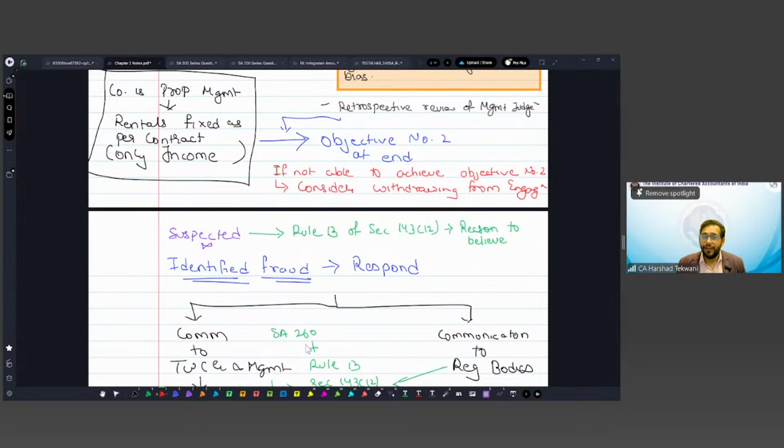Okay, so consider withdrawing, and if permissible, you withdraw. And let's say, for example, you also consider your responsibility with respect to reporting for withdrawal to relevant authorities. In case of a listed entity, you are required to intimate SEBI and the stock exchange that you are withdrawing. The company has to intimate the stock exchange. A lot of information is required to be provided, and forms are required to be filled. So consider all these things before withdrawing.